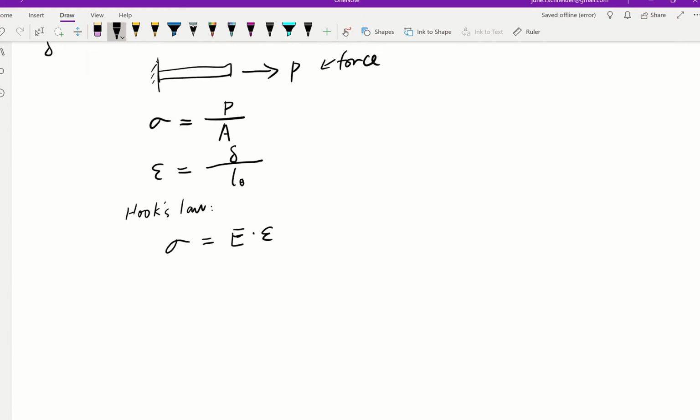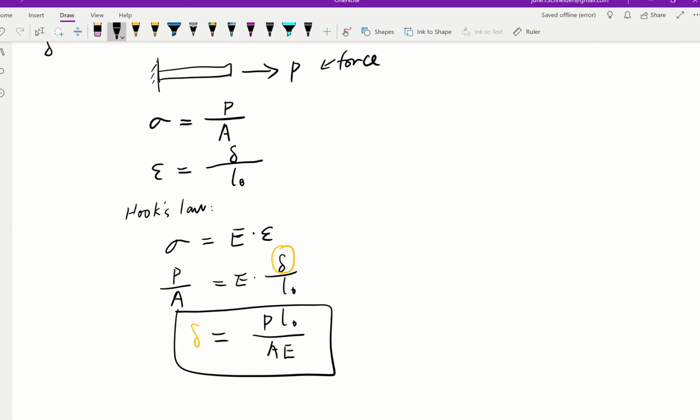And so when we substitute all those in there, force over area equals E delta over original length. Again, keep in mind we're trying to solve this deformation. So this delta is going to be equal to, so we cross multiply, PL0 over AE. That is PL over AE. It's something we are using often.